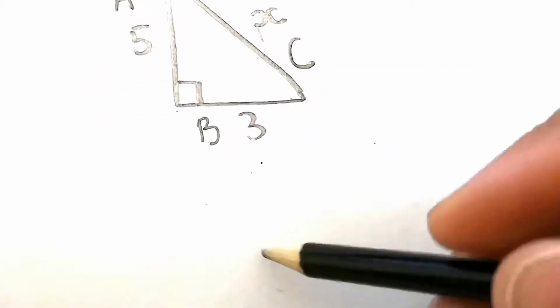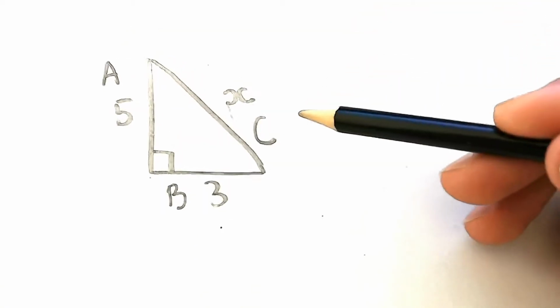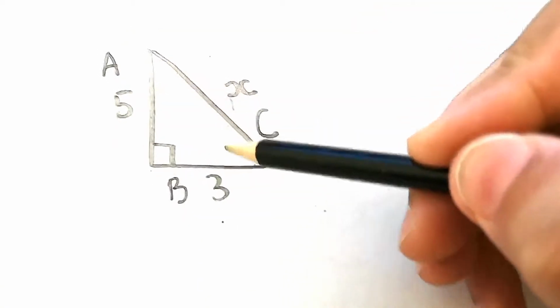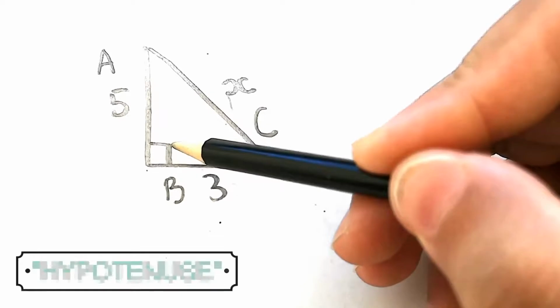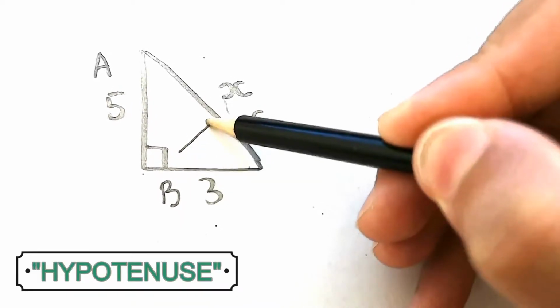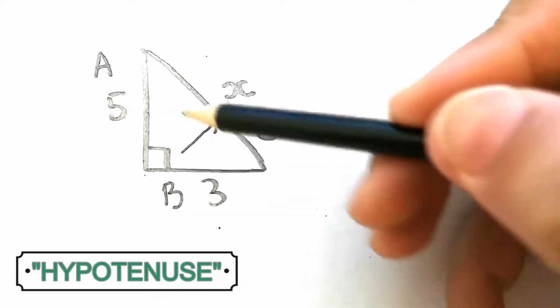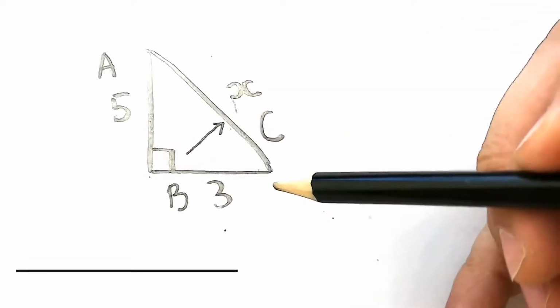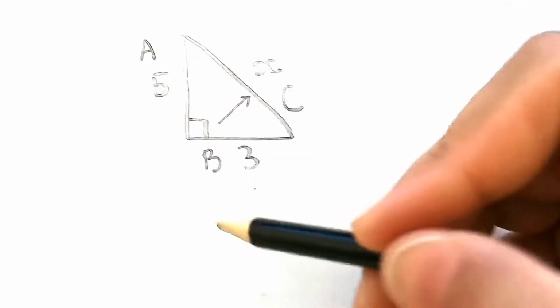That's the first thing. The reason that's side C is because that is the hypotenuse. It is the side that is opposite the right angle, and it's also the longest side. So now you put that into the formula.